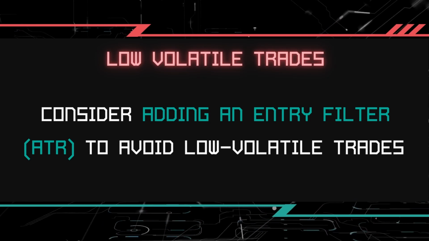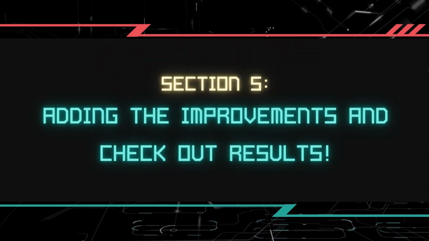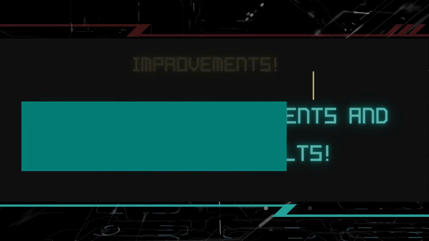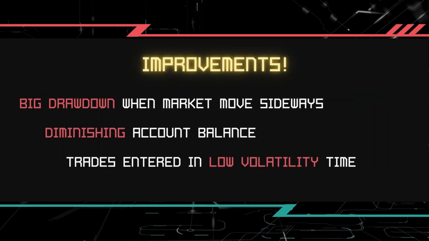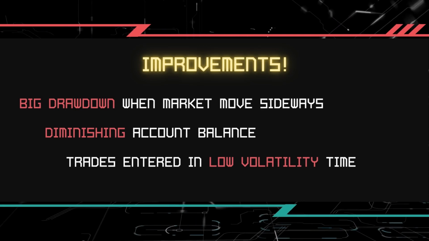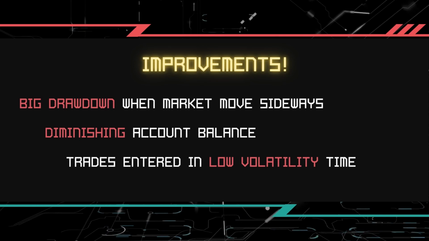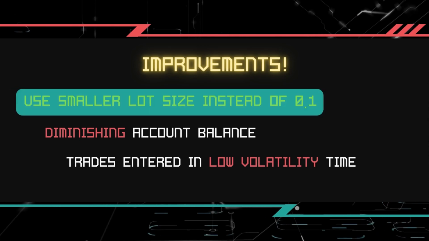Let's move on to the next chapter on how we can improve this strategy to give us a better result. In this chapter, we will share with you the improvements on how you can use the recovery range strategy. Let us go through the list of the observations that we have made, and what are the improvements that we have suggested. First, to counter the big drawdown encountered, we will use a smaller lot size trade instead of 0.1.